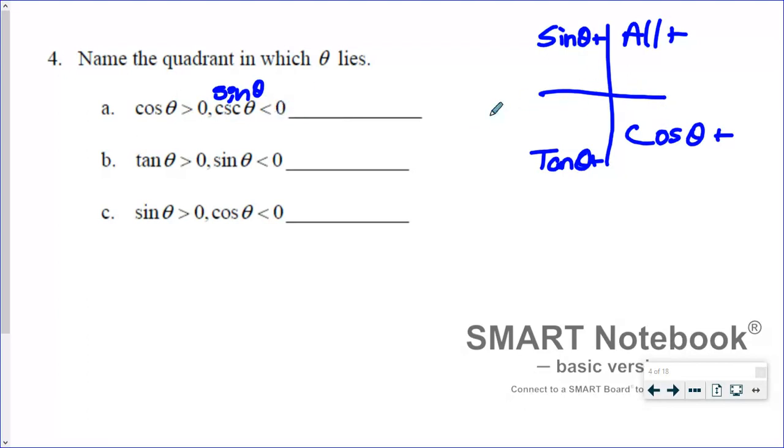So where is cosine positive but sine negative? Here in quadrant 4. Where is tangent positive but sine negative? That would happen here in quadrant 3. And where is sine positive but cosine negative? That would happen here in quadrant 2.